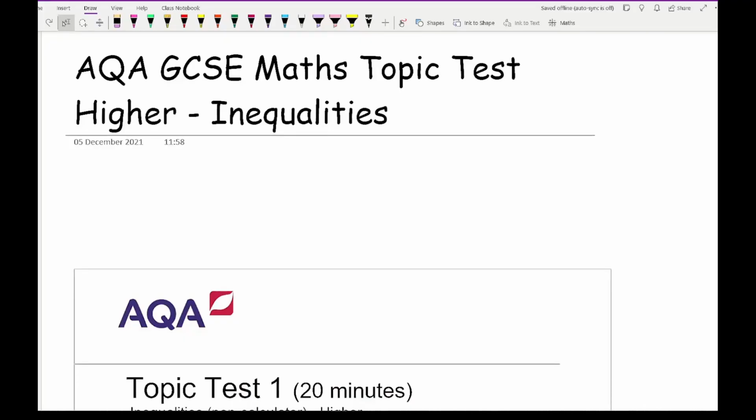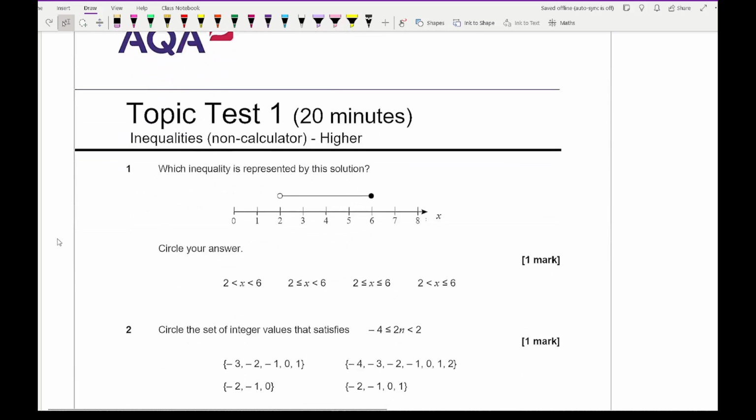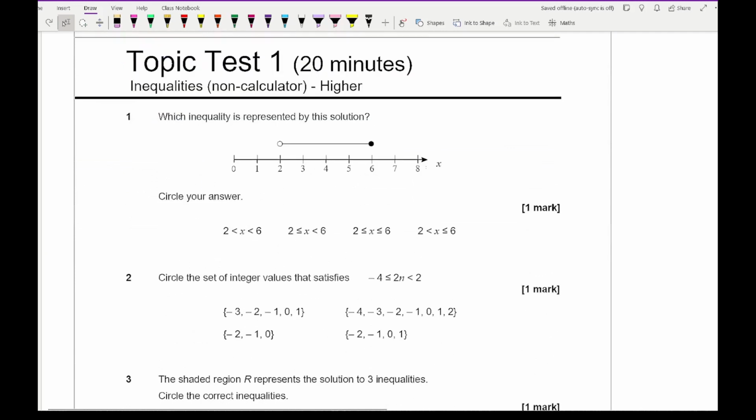So let's get started on this AQA GCSE Maths topic test from AQA on the higher syllabus looking at inequalities. Now each of these questions are non-calculator, so we're expected to find these on the non-calculator paper. So let's have a look at our question 1. Question 1 says which inequality is represented by this solution. Now when it's an unshaded circle, that means it can't equal that number. When it's shaded in, it means it can equal that number. And this is represented by our fourth option here.